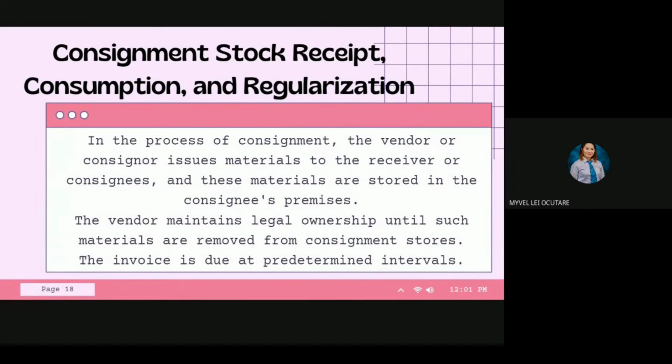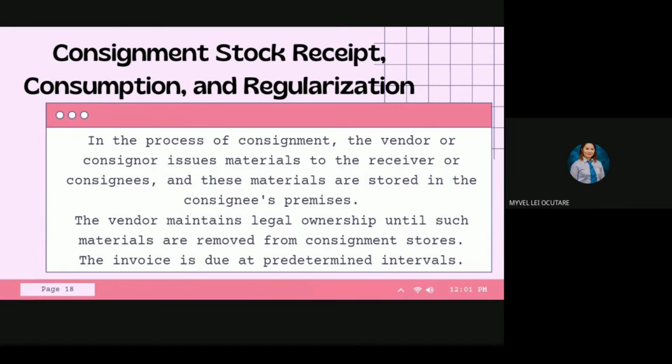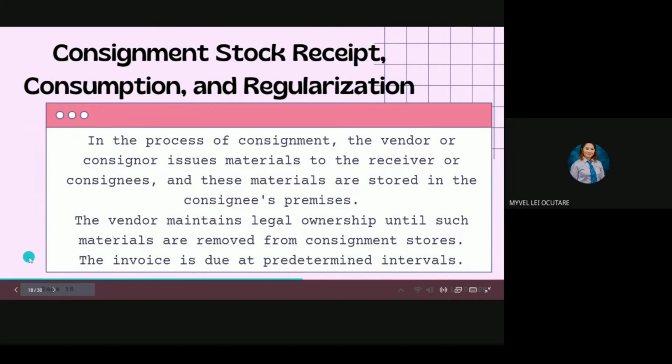Consignment stocks, consumption, and regularization. In the process of consignment, the vendor or the consignor issues materials to the receiver or consignee, and these materials are stored in the consignee's premises. The vendors maintain the legal ownership until such materials are removed from consignment stores. The invoice is due at permitted intervals.